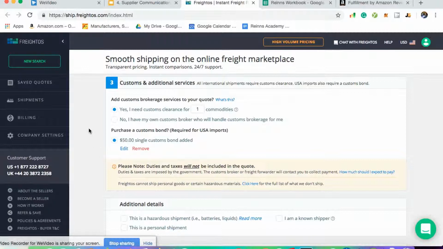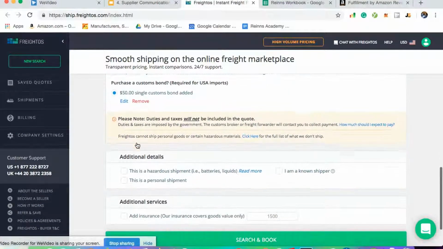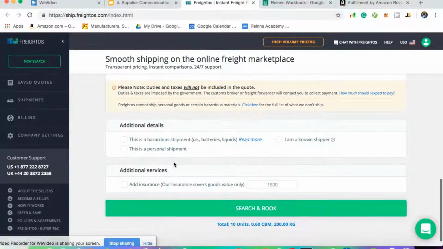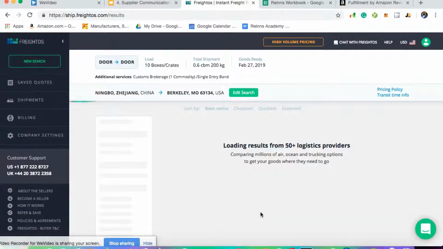So once you're making good money, and you have so much money now, you can just have the annual plan, and then anytime you're doing a shipment, you don't need to be adding any custom bonds at all. Okay, so once that has been done, you scroll down, you don't need to add anything fancy here. You just click search and book. You see it's told you total units 10 and cubic meters and all that, so you just search and book. So wait for the results.